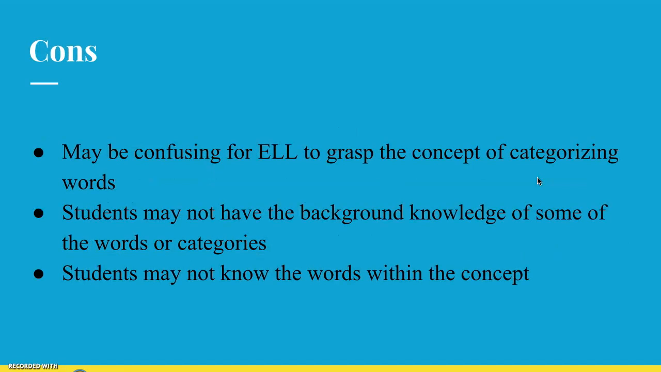A couple of the cons for doing the word sorts and picture sorts is that it might be confusing for English language learners to grasp the concept of categorizing words, because we'll show in a further example how we're going to be categorizing different things like summer and winter words. So students might not have the same background knowledge of some of the words or the categories. So let's just say, for example, someone from California and someone from Michigan. They're going to have different background knowledge about what winter is. So the students from California may not understand snow and snowmen and ice and everything the same way someone from Michigan would. So that might be kind of confusing for them.